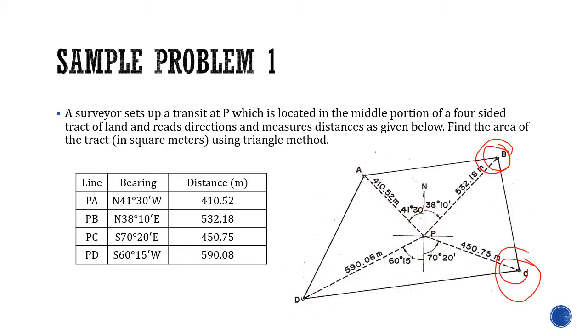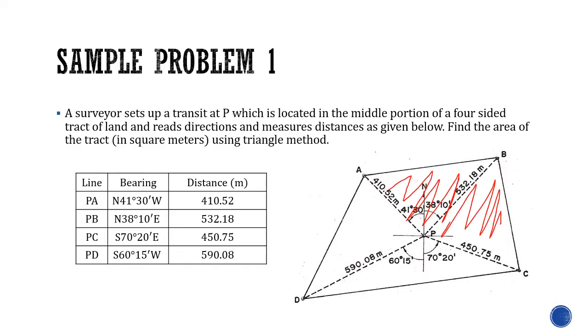Ang gagawin natin, kukunin natin yung area of those triangles. Area of this triangle plus the area of this triangle plus the area of this triangle plus the area of this triangle. Isum natin para makuha na natin yung total area of this quadrilateral tract of land. Given tayo na to.